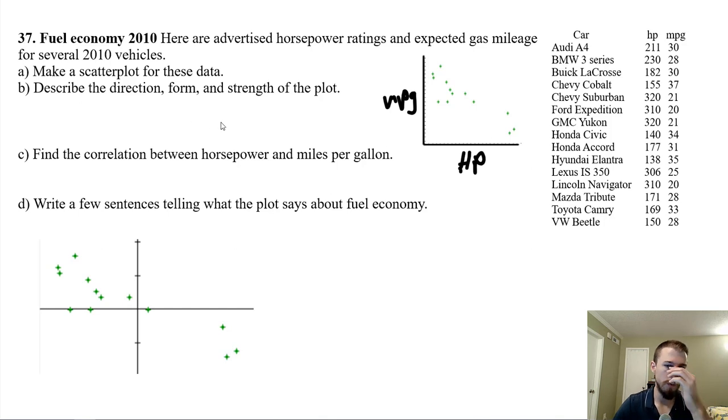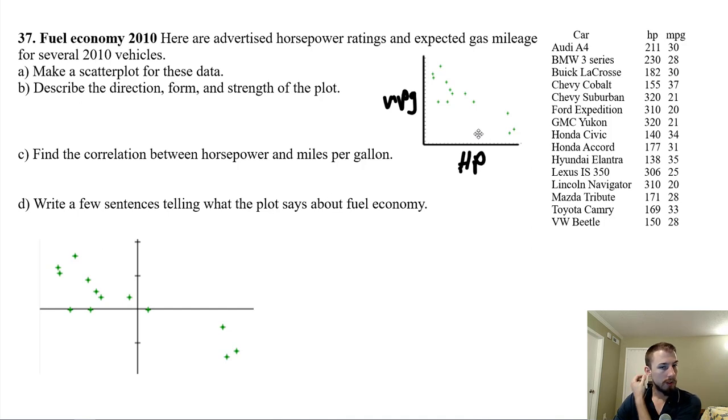Describe the direction, form, and strength. So it's negative, right? So there's an inverse relationship between those two. So as we increase in horsepower, our miles per gallon is going to go down. So it's negative. I would say it's a moderately strong association, and it is linear. So you could say a moderately strong correlation.